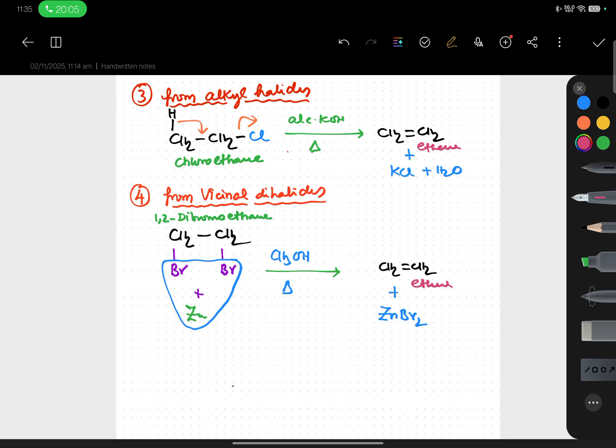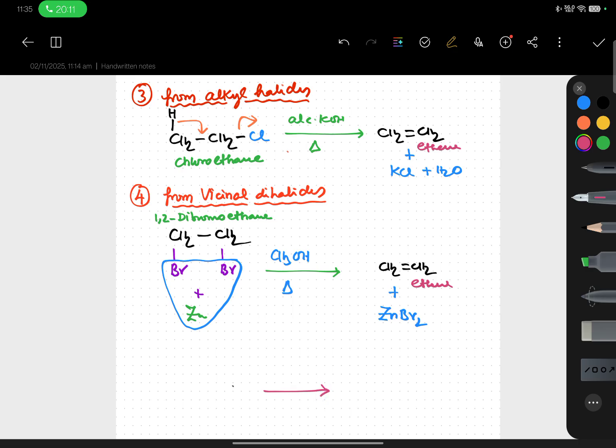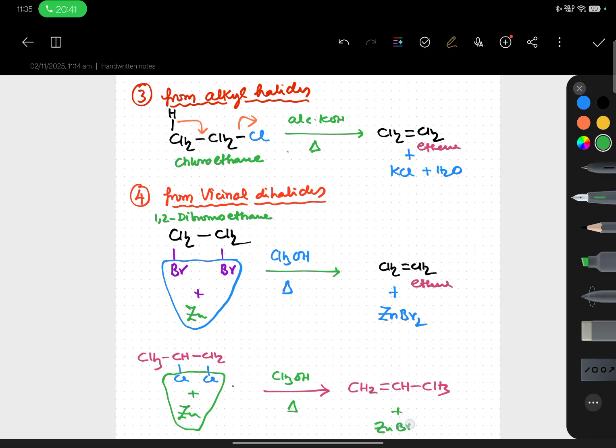In your evaluate yourself question, there is a question, ma. How do you prepare propene from 1,2-dichloropropane? Just add zinc and add methanol and heat it strongly. What will happen? Plus ZnBr2 will be obtained.